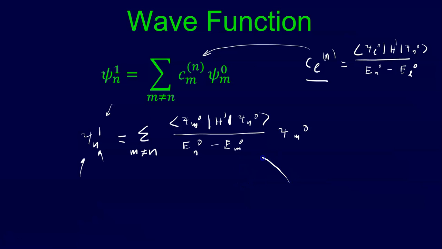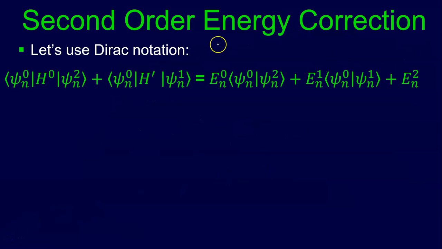We're going to see that if our system has degenerate energy values, where the energy is the same, then we're going to have a problem anyway, and we'll have to deal with that separately. But for now, we won't talk about that. We'll deal with systems that are non-degenerate for a while. And finally, we're going to look at the second-order energy correction.